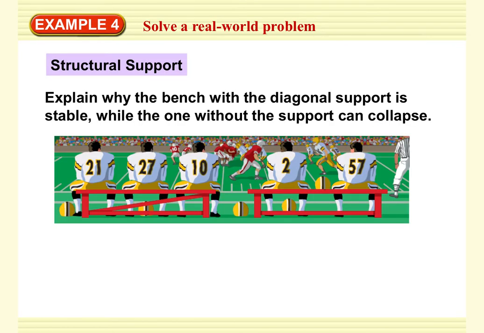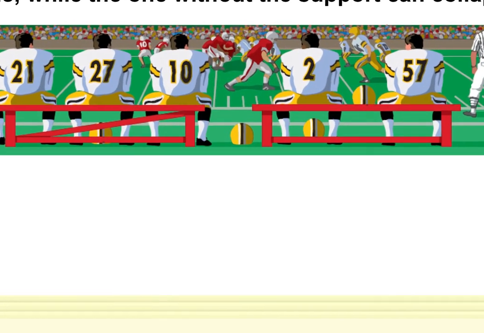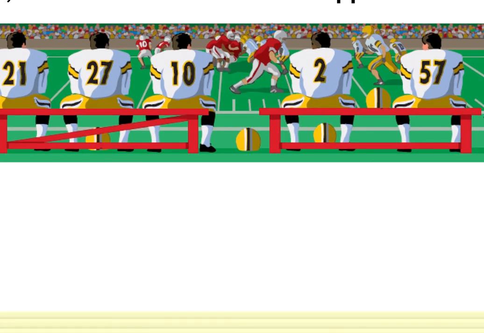All right, example 4 says again, explain this time why the bench with the diagonal support is stable while the one without the support can collapse. So here's some application of why it would be important. Yeah. Because you can see in the first one the triangles are the same. So what does that help? What does it help to make them the same? More stability.